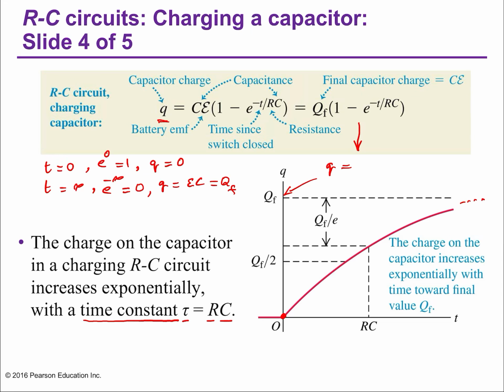So Q will be equal to QF multiplied by 1 minus e to the power minus the time constant. So just plug in RC for t divided by RC. RC divided by RC will give you 1. In other words, you have 1 minus e to the power minus 1. And if you just plug that into your calculator, you'll find that the answer is just 0.63 times QF.